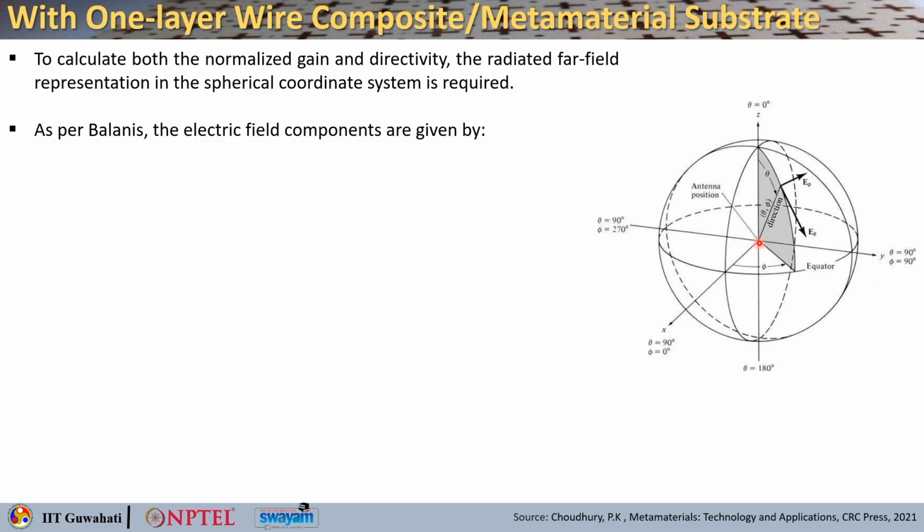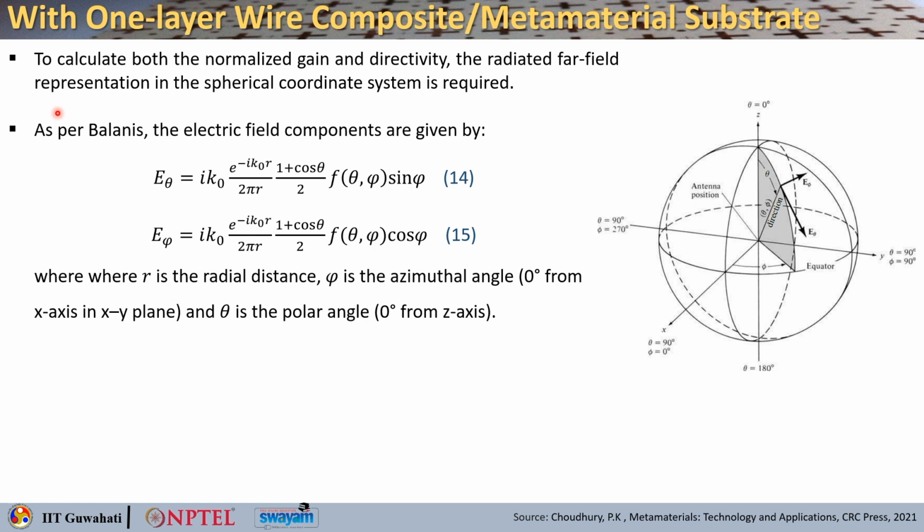So, we can assume the antenna to be here, and you can use the spherical coordinate system to find out all these parameters like normalized gain and directivity. As per Balanis, the electric field components are given by E theta and E phi. E theta can be written as i k naught e to the power minus i k naught r divided by 2 pi r times 1 plus cos theta by 2 f, which is a function of theta and phi both, and then you have sin phi. For E phi, everything else remains the same, just that you have the cos phi component here.